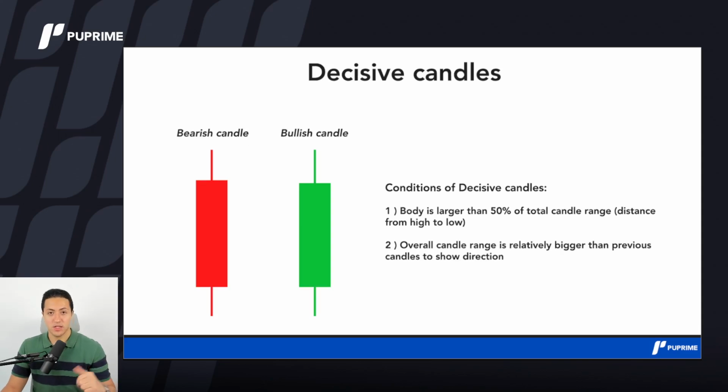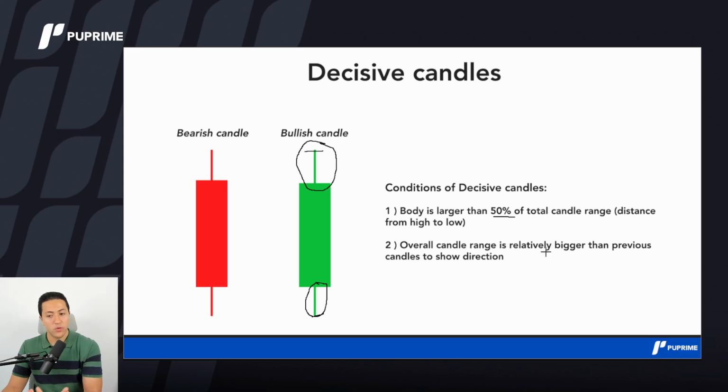What is a decisive candle? As soon as you see the decisive candle, you will notice the difference. It's still a strong candle, but not as strong as the explosive one. The body is just larger than 55% of the total candle range. So in the decisive candle, I'm okay seeing some larger wicks than the explosive candle. Now the body is slightly smaller relative to the total range. It's only larger than 50% of the total candle range, okay?